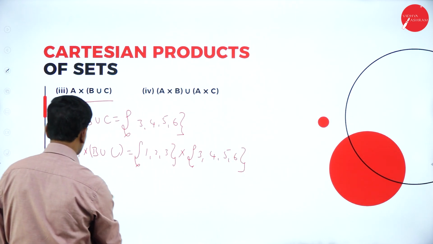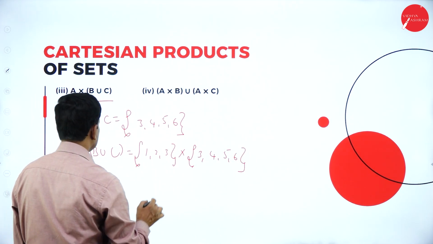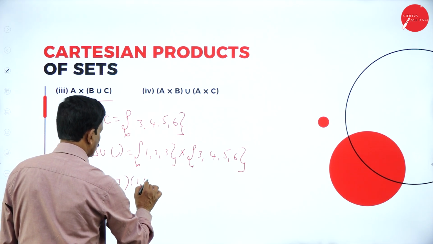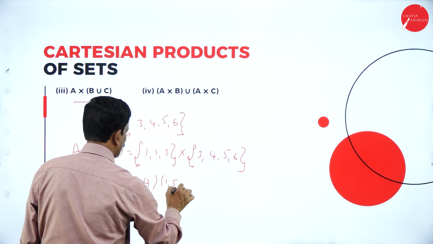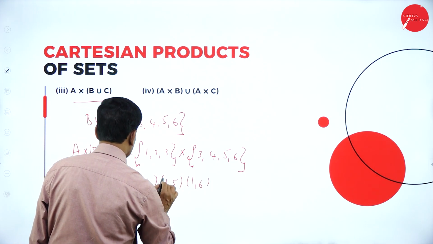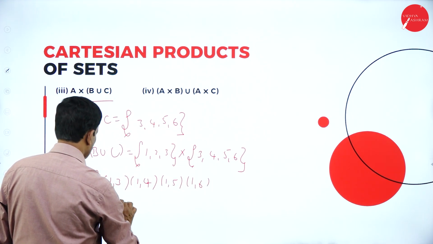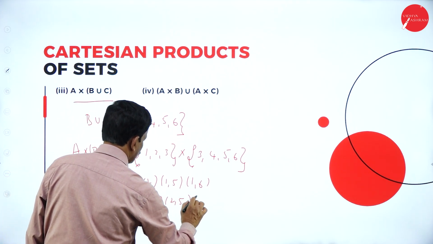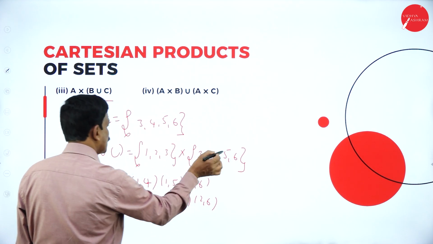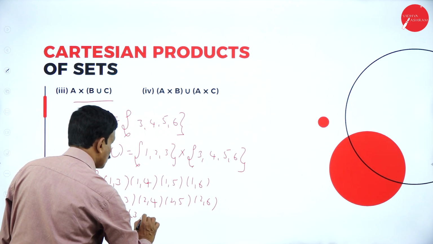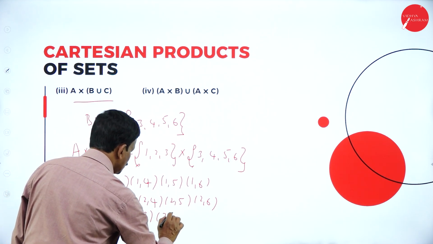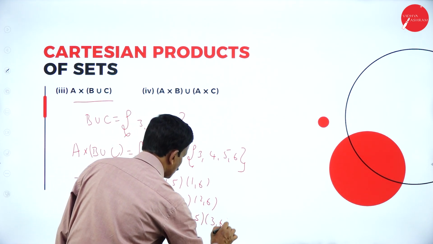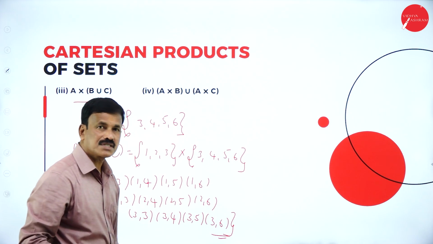Write down the Cartesian product for this. So, what is this equal to? (1,3), (1,4), (1,5) and (1,6). Similarly, (2,3), (2,4), (2,5), (2,6). Again for 3, (3,3), (3,4), (3,5) and (3,6). This is the first answer, right?